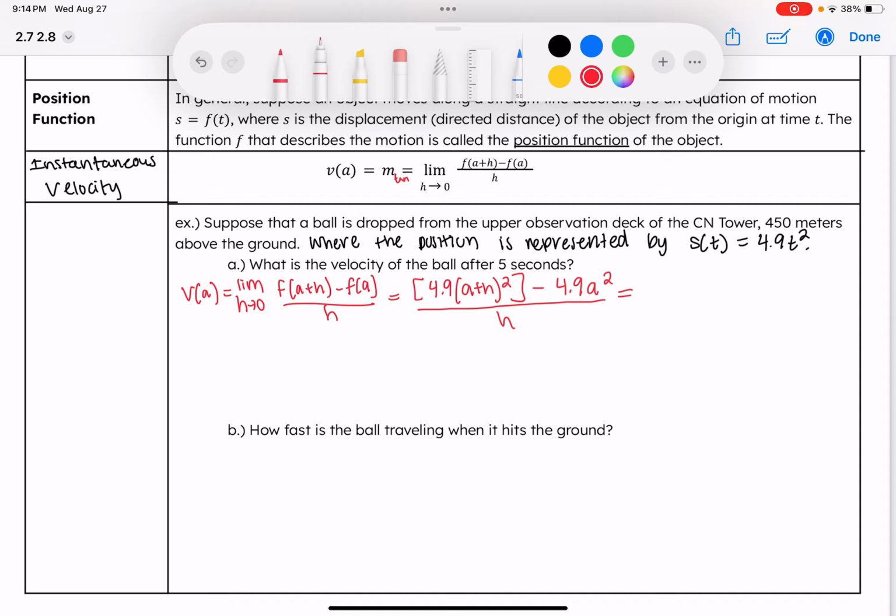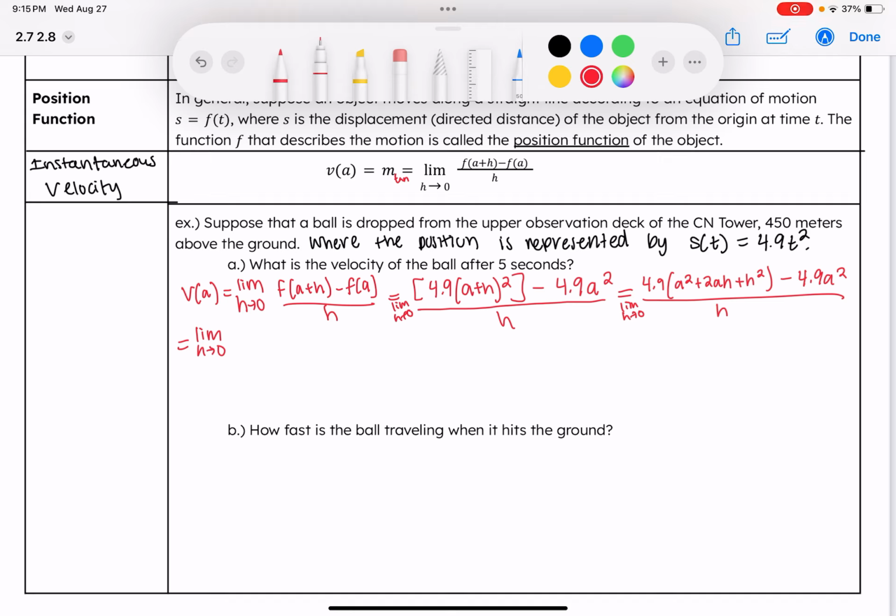Now when I expand my numerator, everything that does not have an h should eliminate. So (a plus h) squared, that means you're going to FOIL that, and you should get 4.9 times a squared plus 2ah plus h squared, minus 4.9a squared, all over h. And I should be writing limit as h approaches 0. This is formal. We will eventually learn a shortcut, but for now, this is why it works.